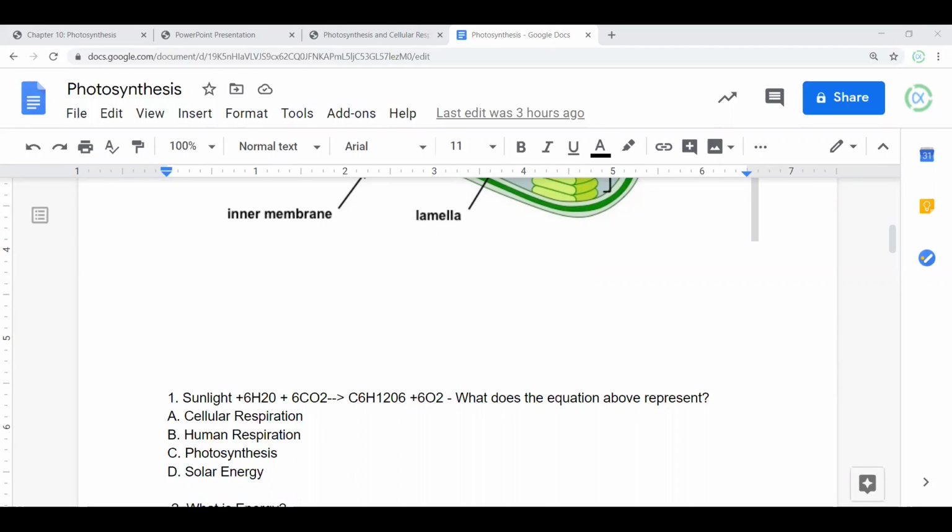So good job to all of those who got it. The answer here was photosynthesis, or C. The way you can tell, remember that sunlight is used in photosynthesis. 6 water and 6 carbon dioxide are always the reactants for photosynthesis. Remember that plants will take in carbon dioxide and produce glucose and oxygen.